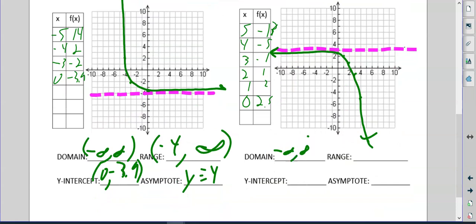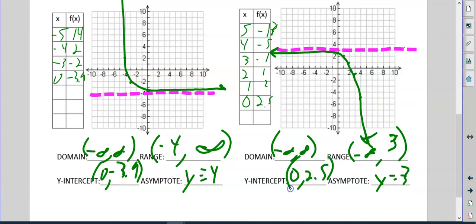Domain does not change. Range is coming down towards -infinity on the left side. How far is it going? Up, but not crossing +3, which is also that asymptote. And the intercept is at 0, 2.5.